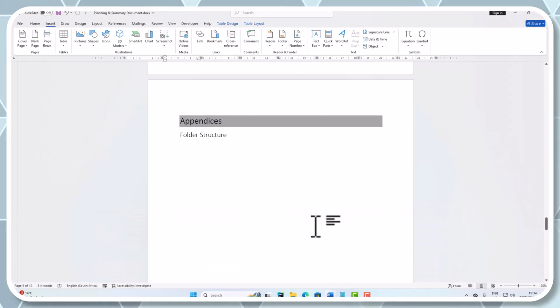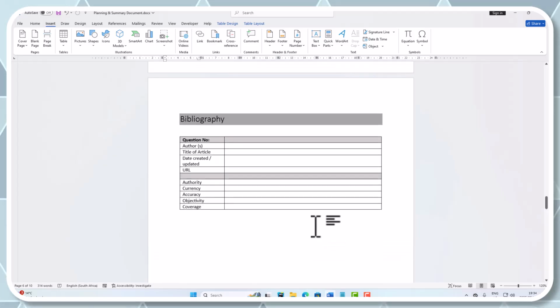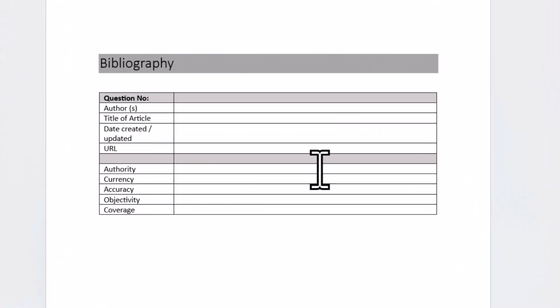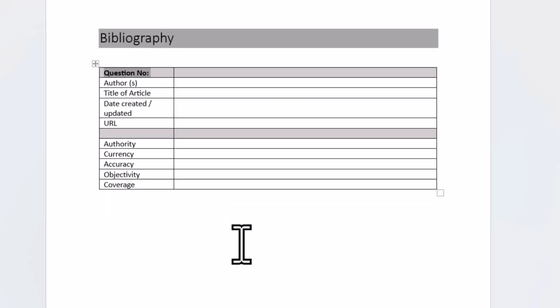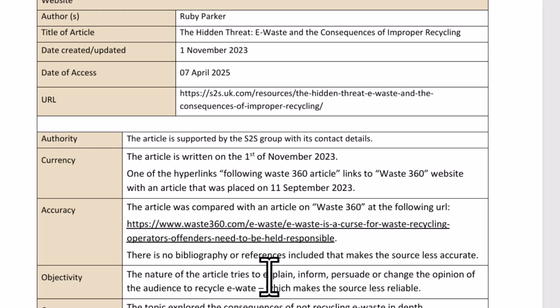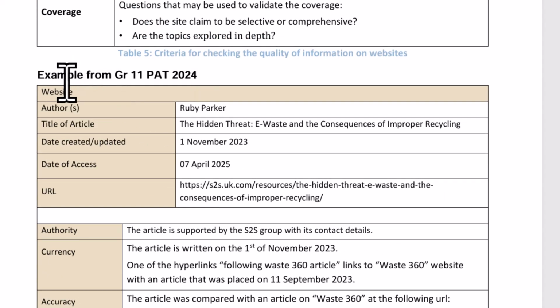If I go to bibliography, I've put this table in now. That's how it looks, unpopulated. Very, very easy, nothing complicated. All that I've done, guys, is because of experience with marking the PATs, they left out question number. I would have liked that to be in over here, which question we are answering, because later on we can bookmark it, for example, okay?